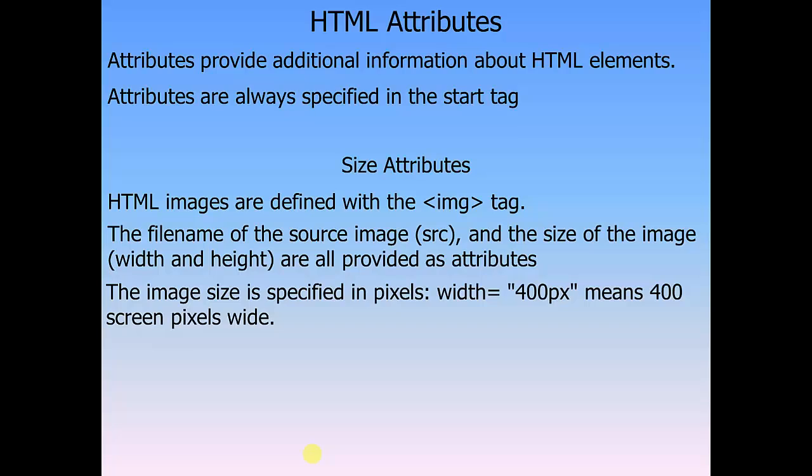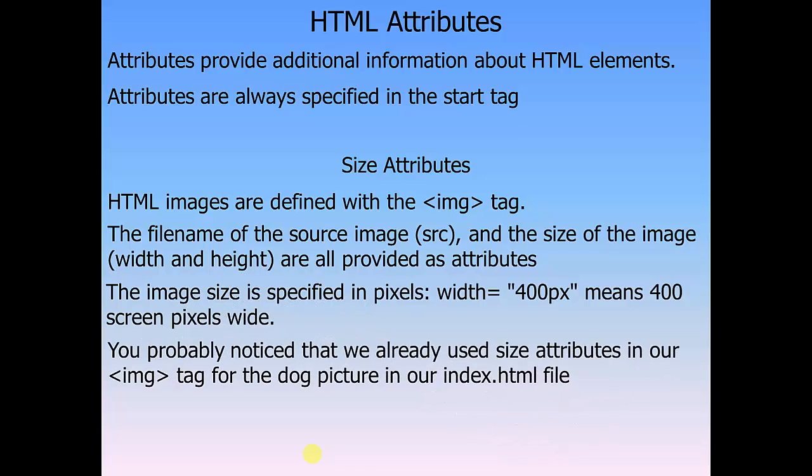Pixels are the little dots of light that make up your monitor. A typical monitor is 1920 pixels across and 1080 pixels down. That's where you get the 1080p TV from. It means 1080 pixels going down.